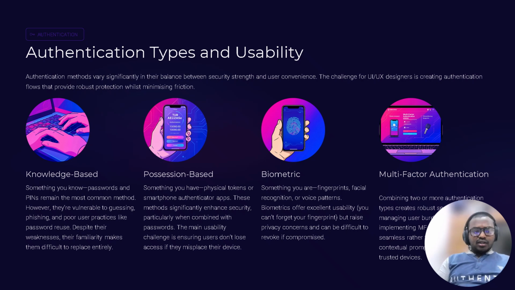Possession-based: something you have, physical tokens or smartphone authenticator apps. These methods significantly enhance security, particularly when combined with passwords. The main usability challenge is ensuring users don't lose access if they misplace their device. Biometric: something you are, fingerprints, facial recognition, or voice patterns. Biometrics offer excellent usability. You cannot forget your fingerprint, but they raise privacy concerns and can be difficult to revoke if compromised.